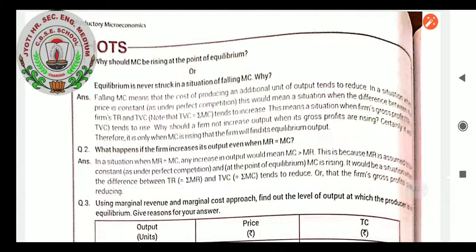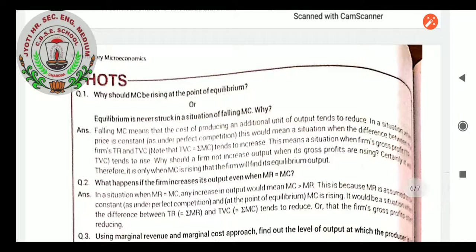Here we will not be learning more diagrams. Some questions are there which we can discuss now. Why should MC be rising at the point of equilibrium? When output is increasing, marginal cost will be increasing. Equilibrium is never struck in a situation of falling MC. Why? The answers to both these questions are as follows.